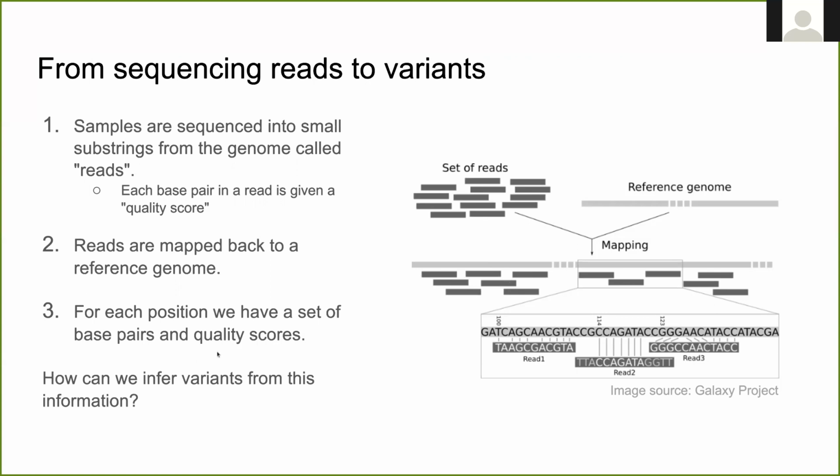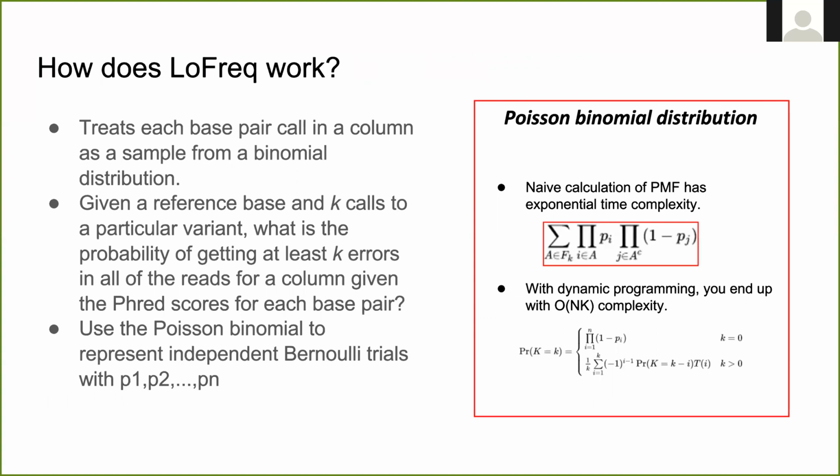And the core question for all variant callers is, how can you infer variance given this information? So for a single column, the reads mapped to that column, and the quality scores for those base pairs, how can you infer a variant? So we'll jump into how LoFreq does this.